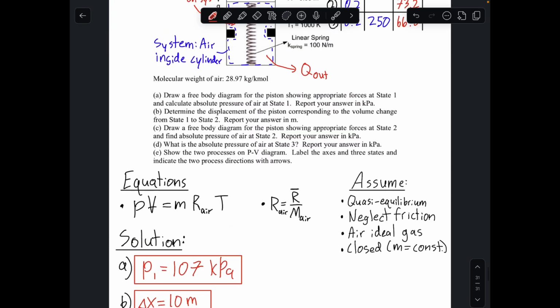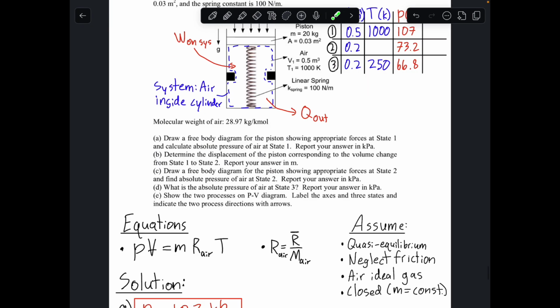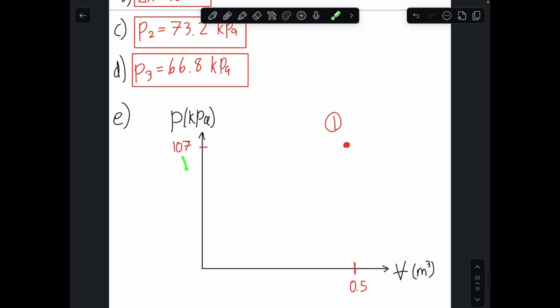And then what happens at state 2, we drop to 0.2 cubic meters, and we drop in pressure as well to 73.2 kilopascals. So we're going to decrease in pressure, dropping downwards, and then decrease in total volume, dropping to the left here. So we can draw that point maybe somewhere around here. Again, it doesn't have to be perfectly exact.